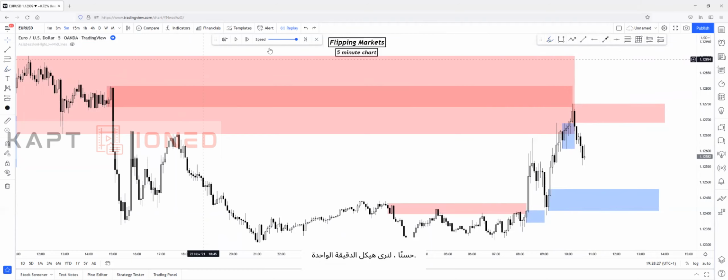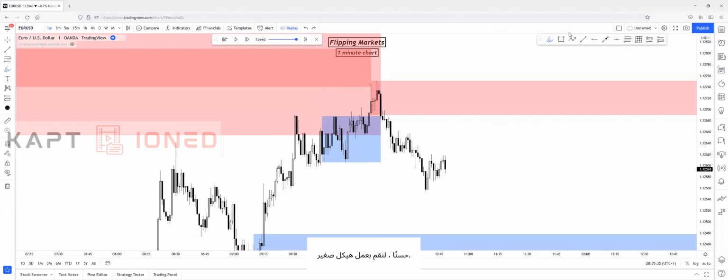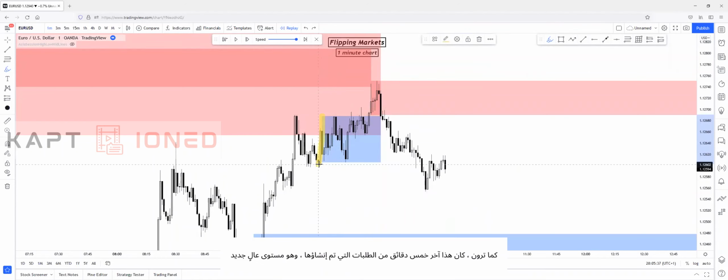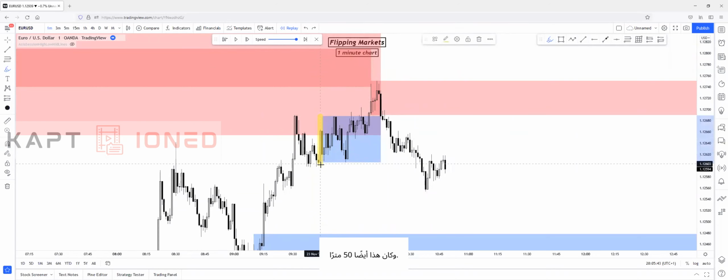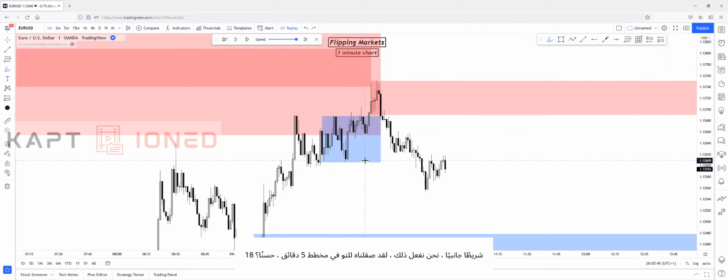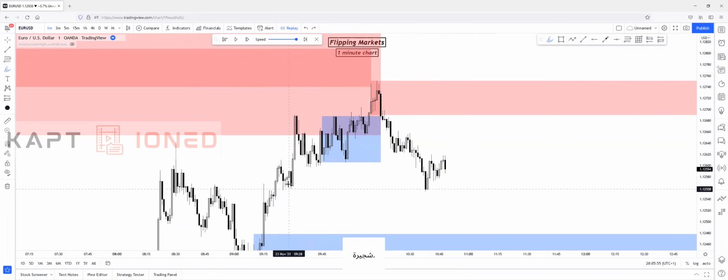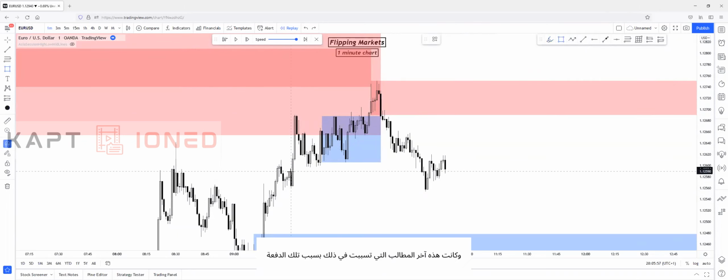Okay, so let's see the 1-minute structure. As you can see, this was the last 5-minute demand zone that created a new high on the 5-minute chart, and also this was the 15-minute inside bar that we just refined on the 5-minute chart. This was the 15-minute supply zone, and this is the 4-hour supply zone. Price actually tapped this 4-hour supply zone after a huge inefficient push, and this was the last demand zone that caused that push.